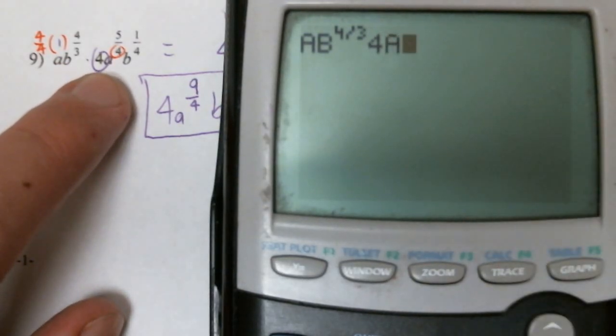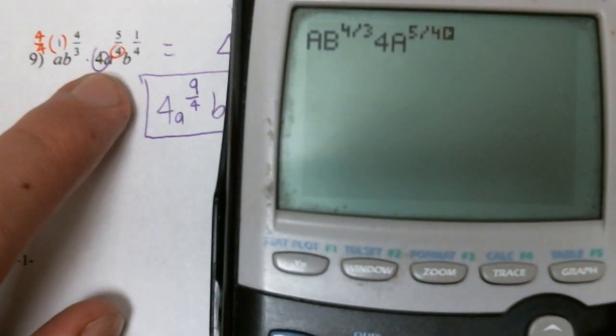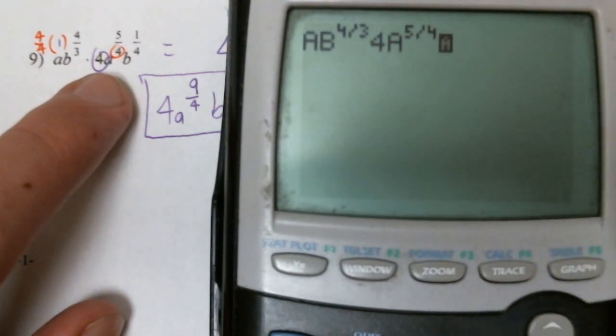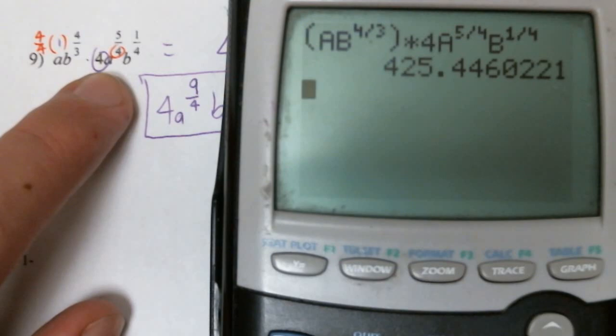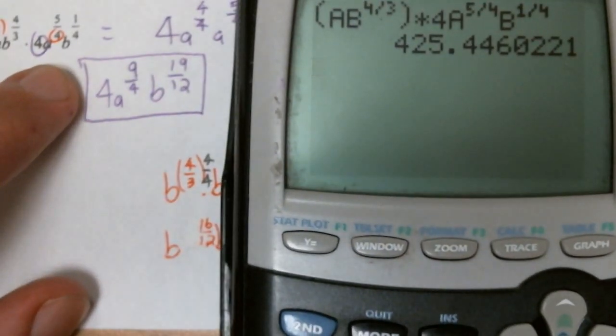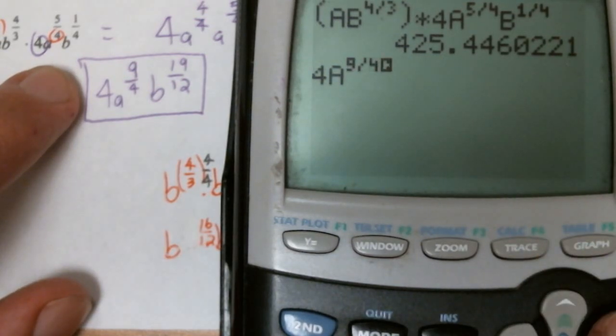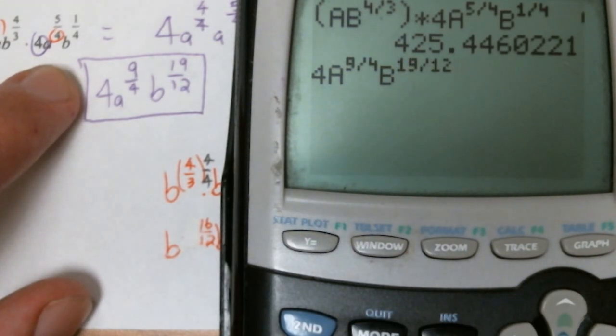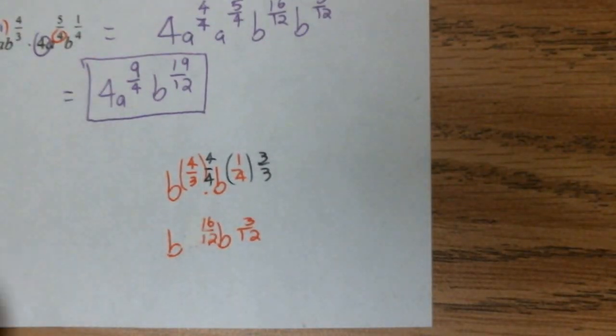Your calculator knows that if there's no operation there, it assumes it's multiplication. 4 alpha A raised to the 5 divided by 4, drop my cursor down, alpha B raised to the 1 divided by 4, and we get some number, 425. We think that's the same as 4 alpha A raised to the 9 divided by 4, drop my cursor, alpha B raised to the 19 divided by 12, drum roll, bam, love it. Love it when they match. Lets me know I've done it correctly.